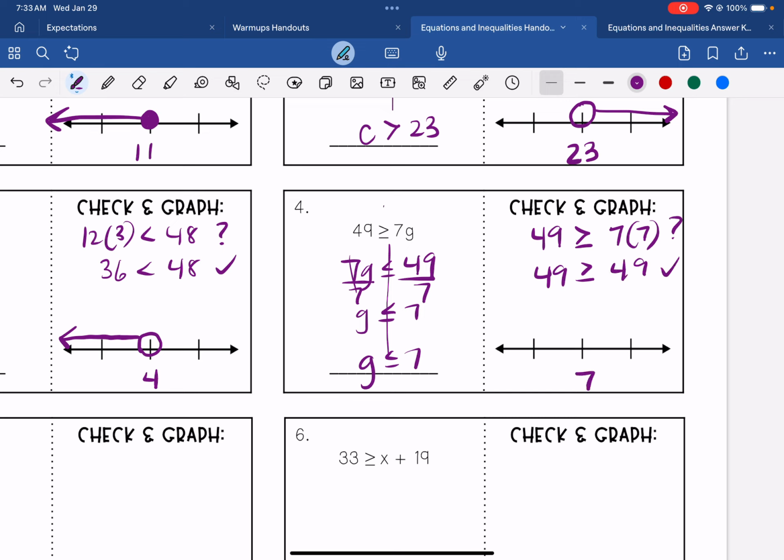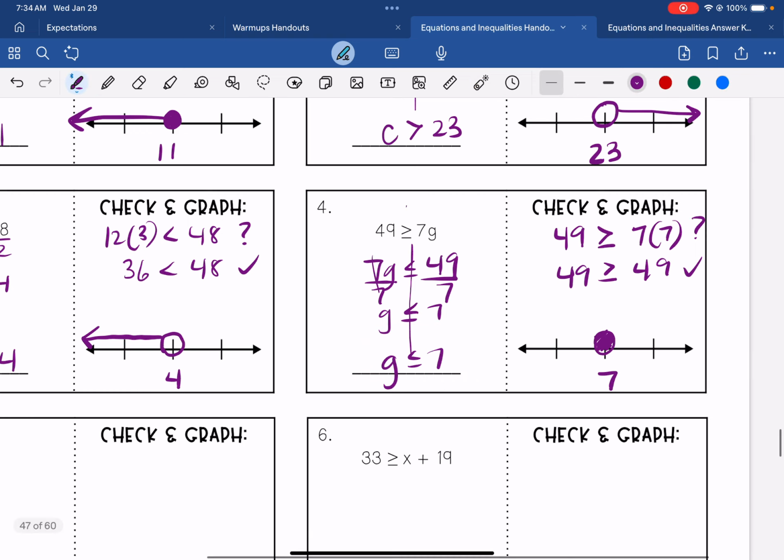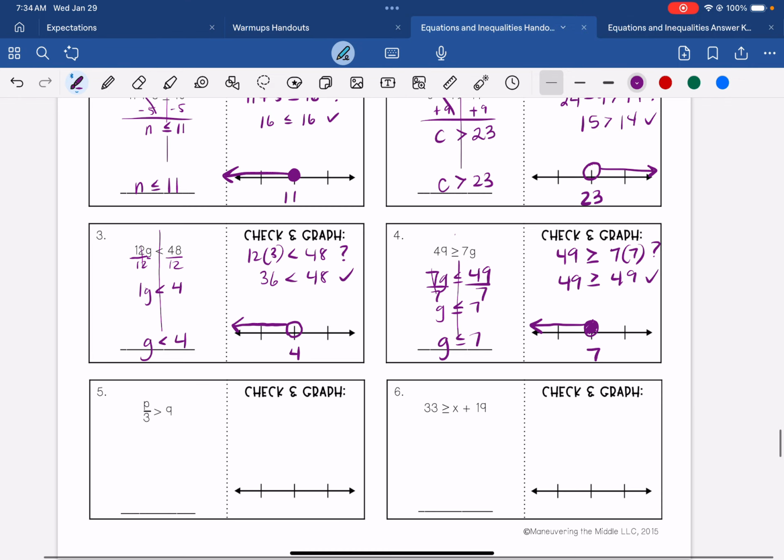We're gonna put 7 on the graph, do a closed circle, since it's less than or equal to. We're gonna graph this right here, okay? So since it's less than or equal to 7, it should be pointing to all numbers less than or equal to 7, so it's gonna point to the left, and we are done.